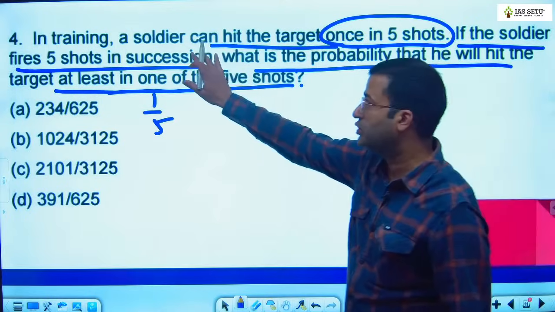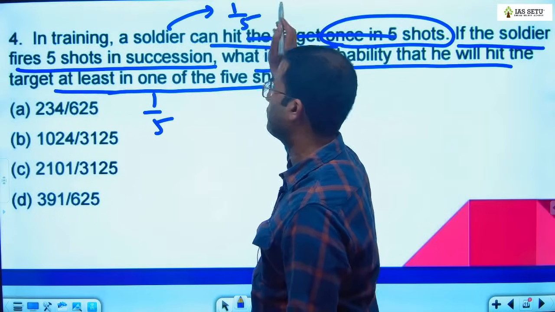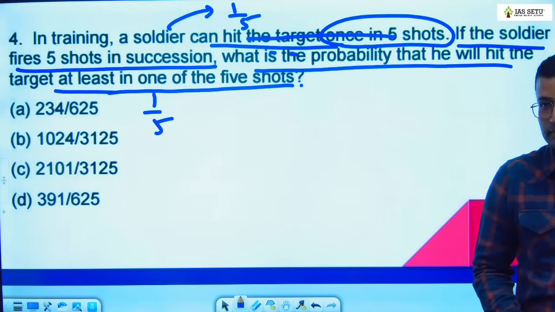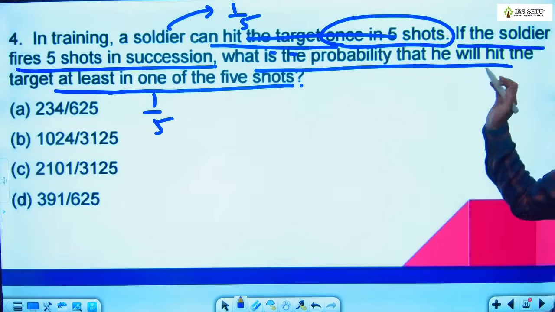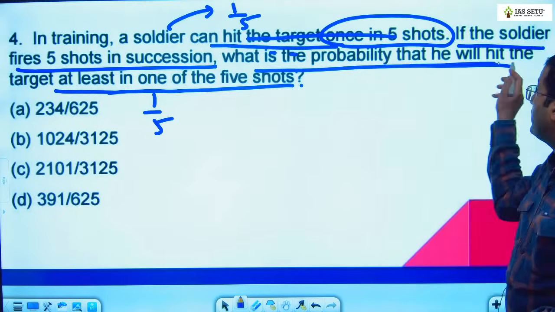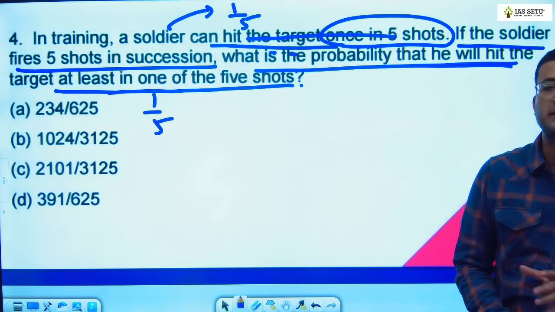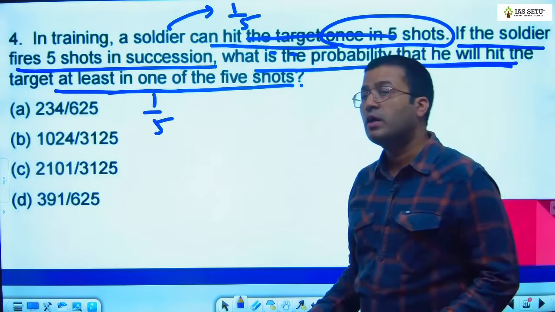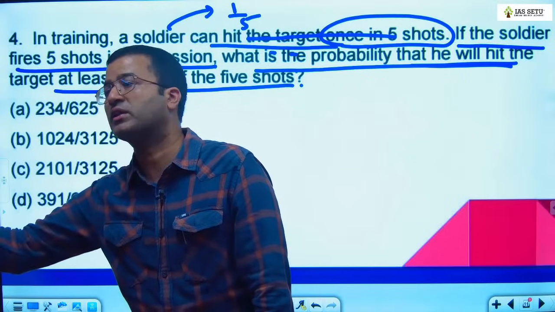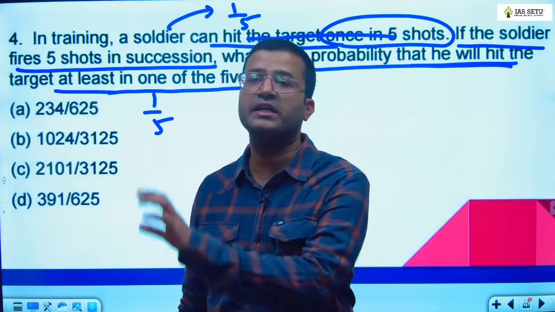सोल्जर की टारगेट हिट करने की प्रोबेबिलिटी 1 by 5, ऐसा लिख लो. Soldier can hit the target, the probability is 1 by 5. ठीक है. After that, if he fires 5 shots one after another, what is the probability that he will hit the target at least once in the 5 shots? ऐसा भी हो सकता है पहले शॉट में हिट कर दे, दूसरे में भी कर दे, तीसरे, चौथे, 5 में भी कर दे. या ऐसा हो सकता है फर्स्ट, थर्ड, फिफ्थ में करे, या सिर्फ एक ही बार हिट करे.